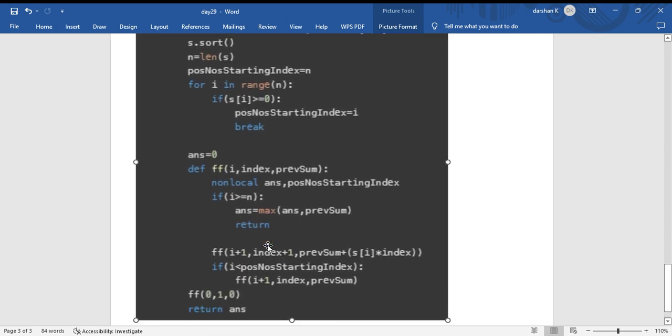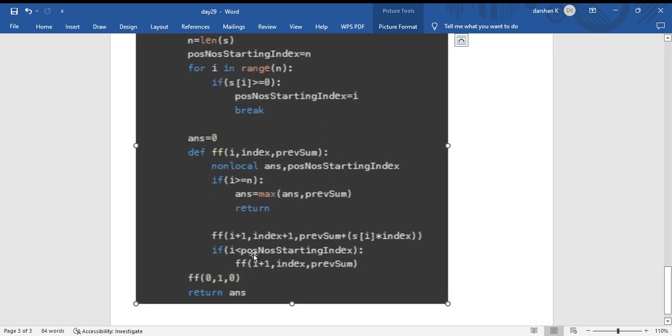Here comes the trick part. If the number is a negative number, that means it's on the left side of this particular index, the positive number starting index, then we may think of skipping it. This is how I am skipping it: I am incrementing i plus 1, the index is the same, I'm not incrementing the index, and the sum also I'm not incrementing. But in case of positive numbers, we'll always take them.